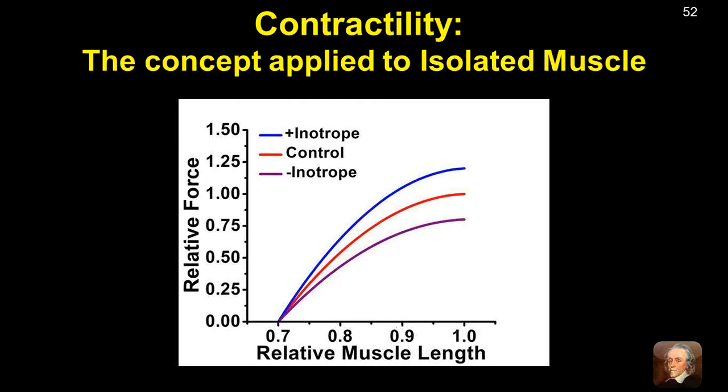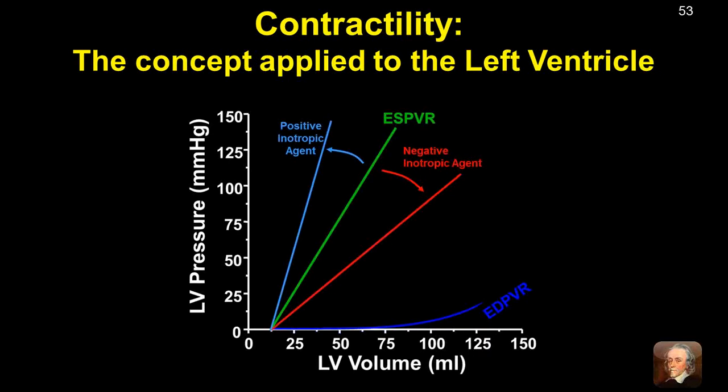So this is again the basis for what we see at the ventricular level. It turns out that if we compare from a baseline state, things that increase muscle strength, muscle contractility, are called positive inotropic agents. These shift the end systolic pressure-volume relationship upward and leftward, and things that have a negative inotropic effect shift the relationship downward and rightward.